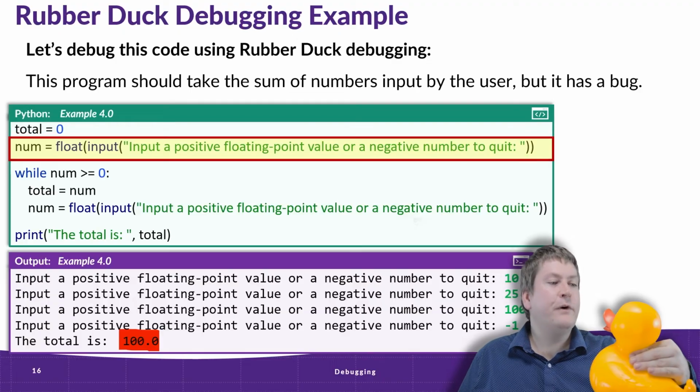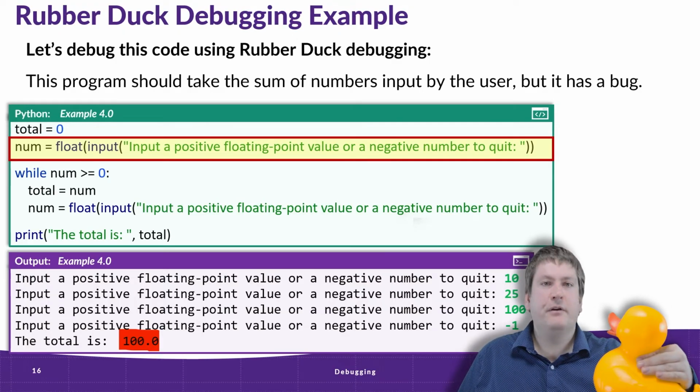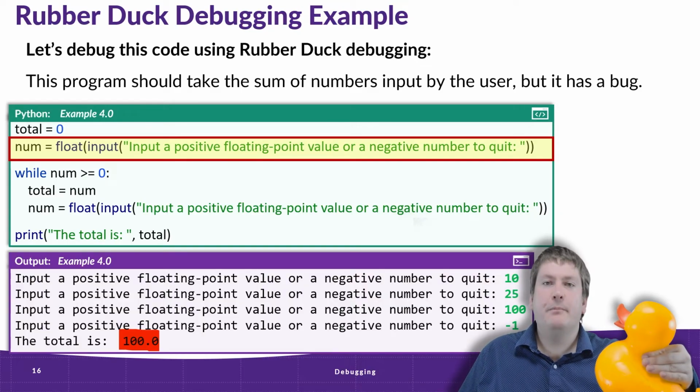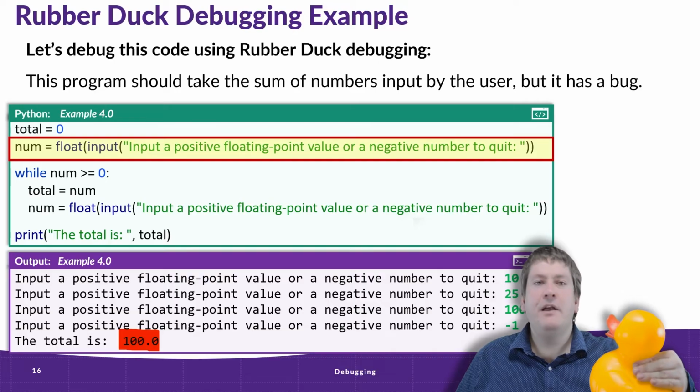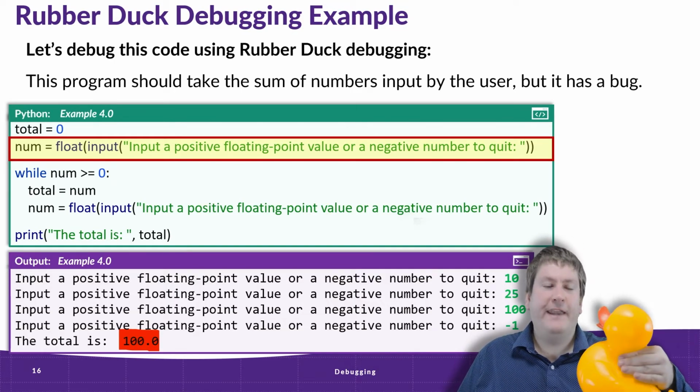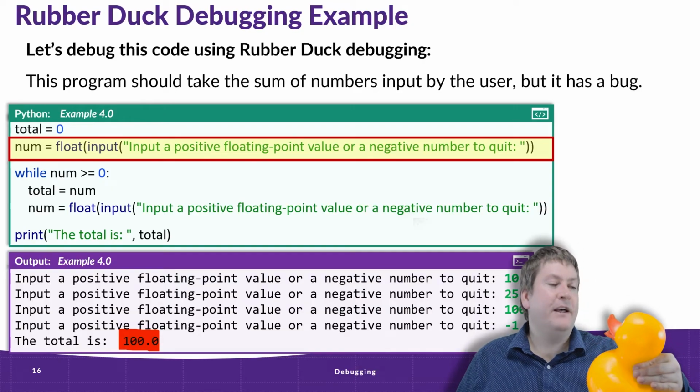Our next line is going to be inputting values from the user. We're going to ask them to input a positive floating point value or a negative number to quit. Then we have to convert that to a floating point value because we want to add this to a total. So we're going to use the float function for that, and then we store that value in num, declaring the num variable.